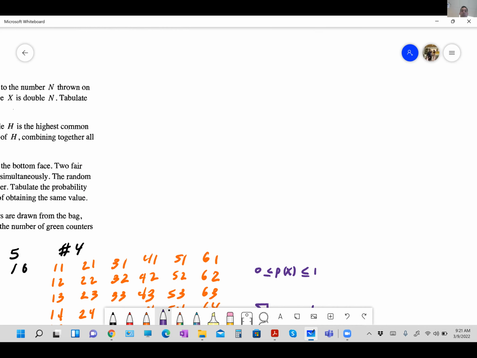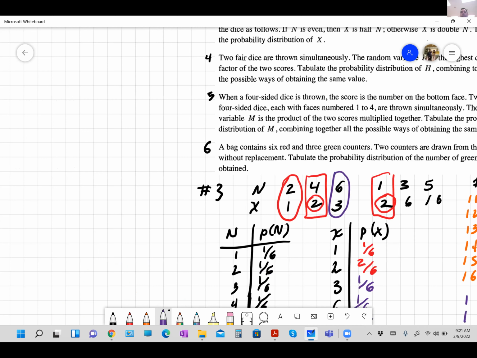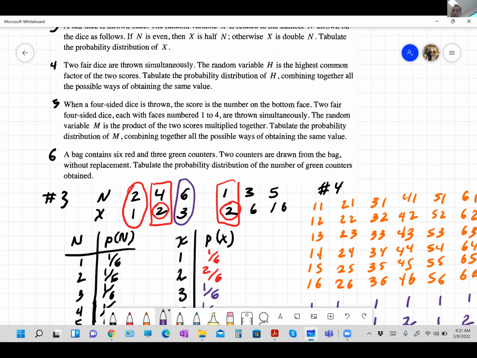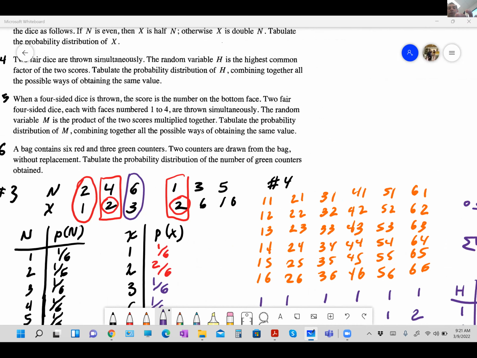Okay, so let's look at number 5. When a four-sided dice is thrown, the score is the number on the bottom face. Two fair four-sided dice, each with faces numbered 1 to 4, are thrown simultaneously. The random variable m is the product of the 2 scores multiplied together. Tabulate the probability distribution of m, combining together all possible ways of obtaining the same value. Okay, so very straightforward question. Please try and do it. I'm going to pause the recording and then we'll rehearse it together.